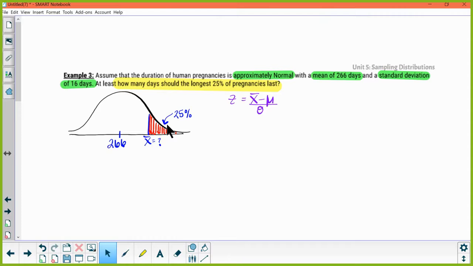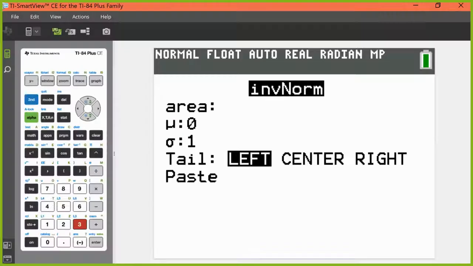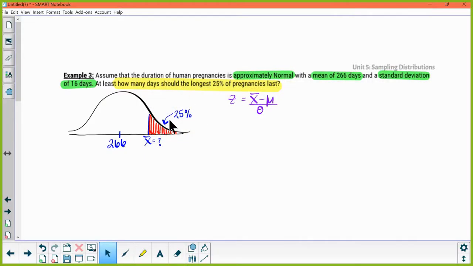Well, in your calculator, and if you are using an older model of the TI, you will not have the option of left, center, right. So I always treat these problems like your calculator is going to, and it's from left to right. That is the area you want to enter. So if I'm interested in the top 25%, I'm not going to enter in 0.25. Instead, I'm going to enter in 0.75 because I want the area from left to the right of that value.